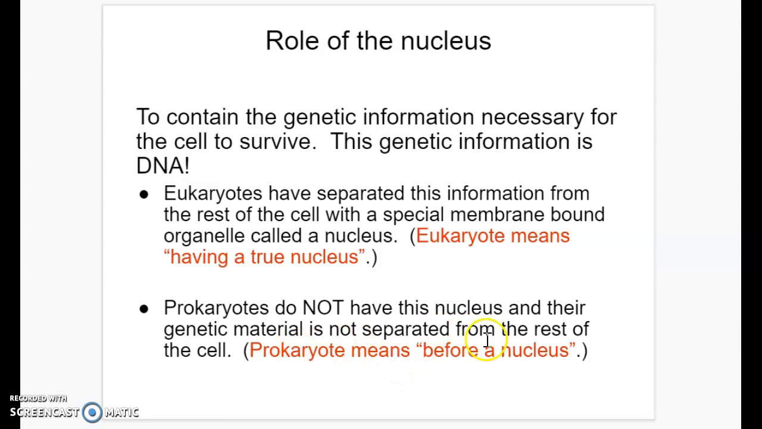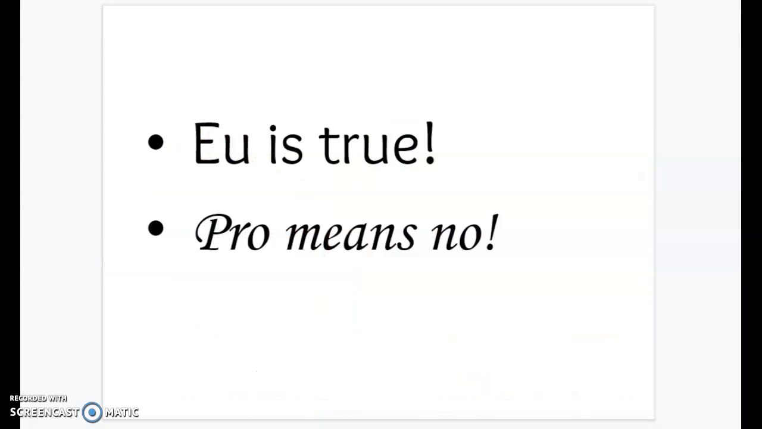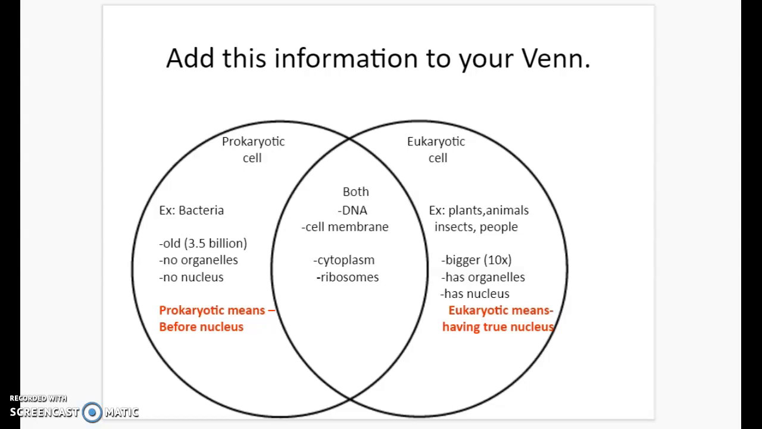So prokaryote means before a nucleus. When we look back at this picture, that's why I was saying the DNA is just hanging out here without protection. Unlike here, the DNA is protected in a kind of little shell, the nucleus. So let's remember that EU is true, pro means before, okay? Let's add this information to your Venn diagram. Prokaryotic means before nucleus, eukaryotic means having a true nucleus.